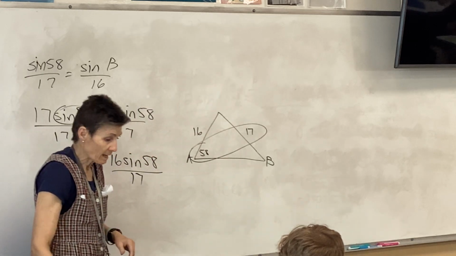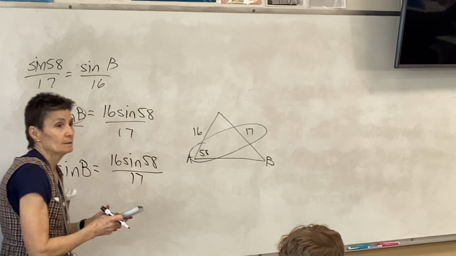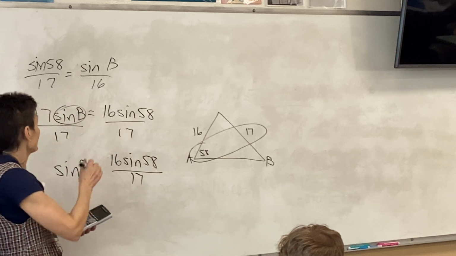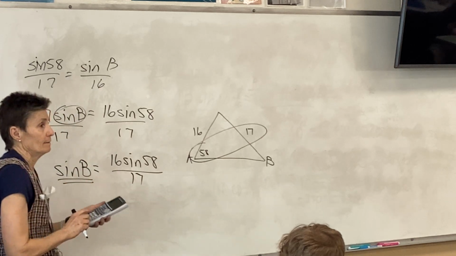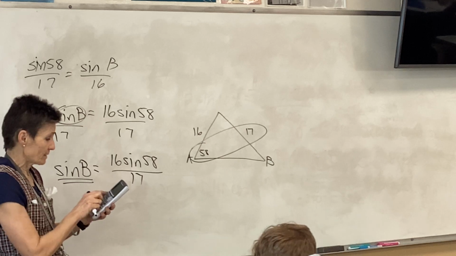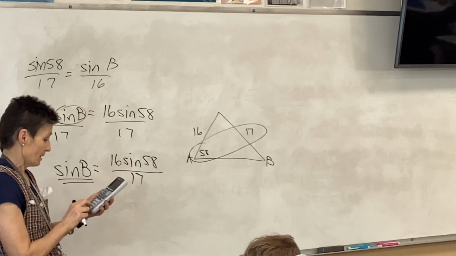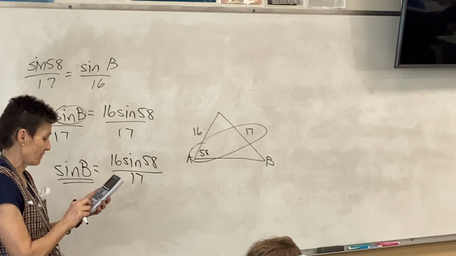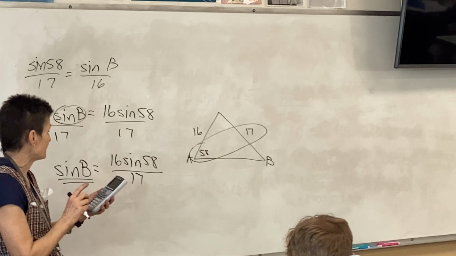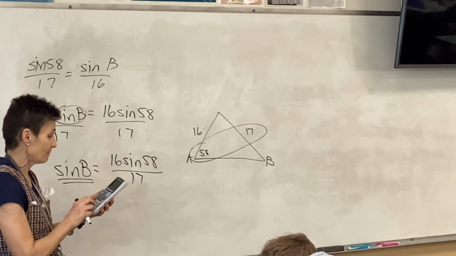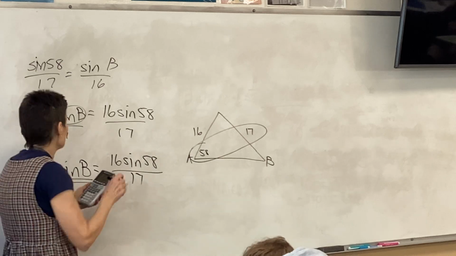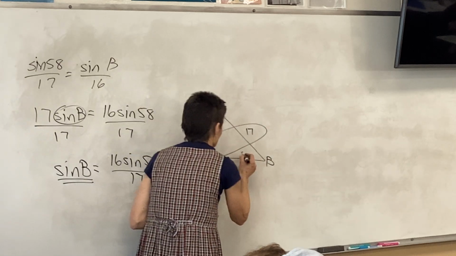And what am I gonna type in on my calculator? Yeah, the inverse. Inverse sine, absolutely. Anytime you have this, you need inverse sine. So second sine, 16 sine 58, close parentheses, divided by 17, 52.96.